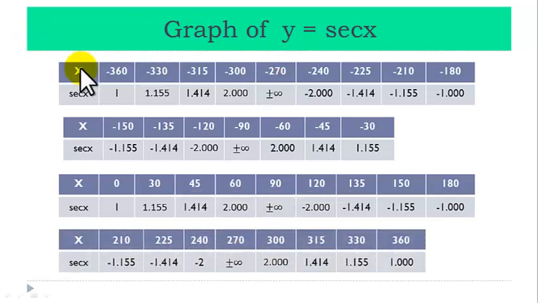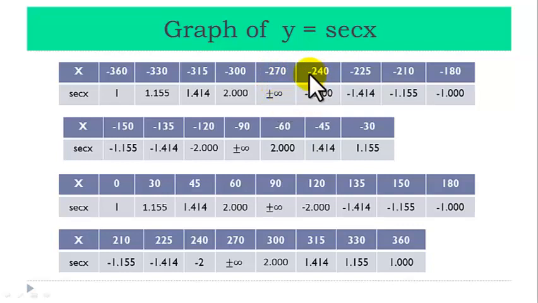So in this table, for x equals minus 360, sec x is 1. For x equals minus 330, sec x is 1.155. For x equals minus 315, sec x is 1.414. For x equals minus 300, sec x is 2.000. For x equals minus 270, sec x is plus or minus infinity.